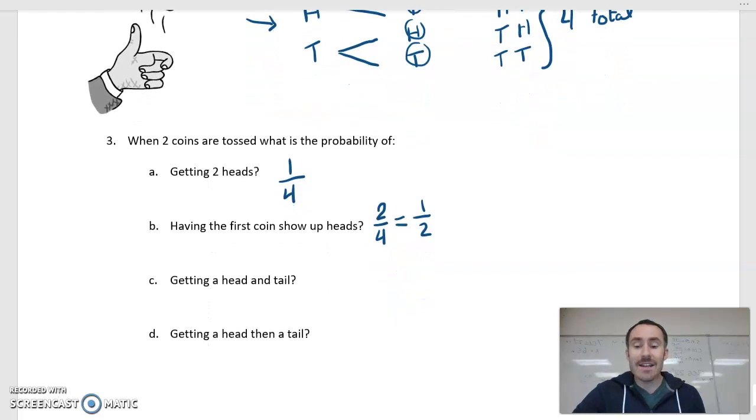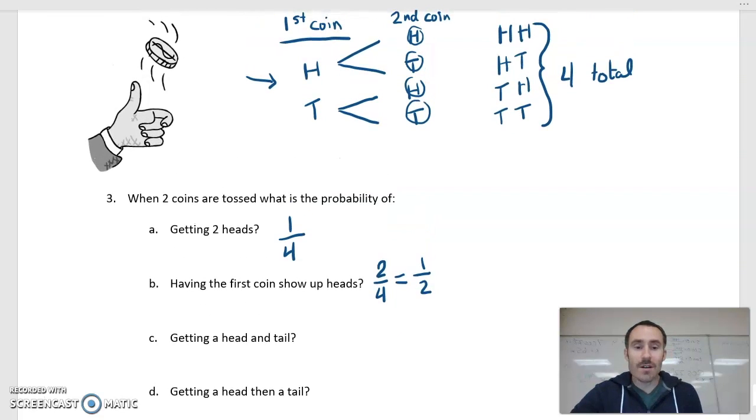Now, getting a head and a tail. If we look at our final 4 outcomes, getting a head and a tail would be these 2 here. Those 2 are head, tail, and tail, head. So the order has changed, but it's still the same 2 outcomes. So getting a head and a tail, there's 2 of those out of 4 possible outcomes. And again, that's the same thing as 1 out of 2.